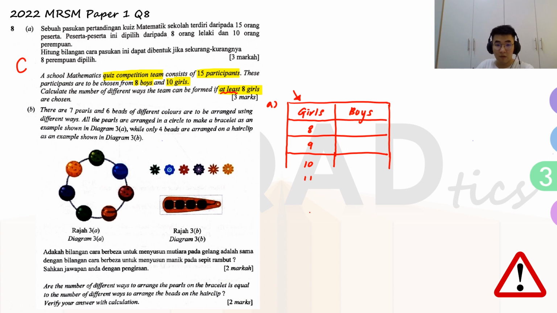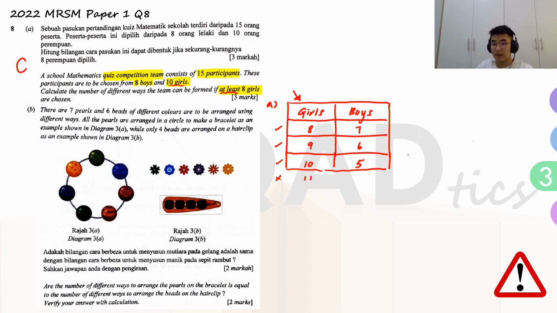But we need to make sure we do not exceed the max. The max is 10 girls, so we cannot consider this as a possibility. We need to stop at 10. So we have 3 possibilities here. From each possibility, I need to calculate the number of boys. From 15 participants, if there are 8 girls, it will be 7 boys. 9 girls, there will be 6 boys, and so on.